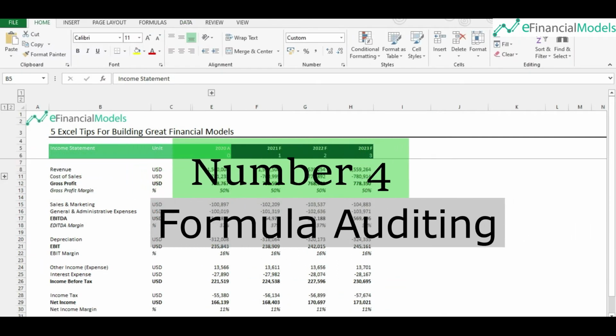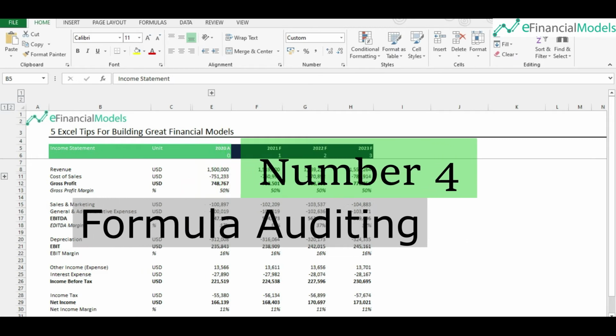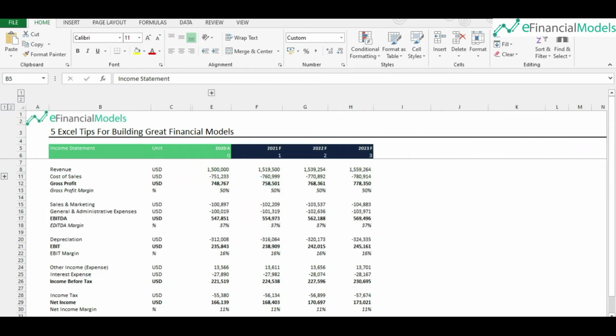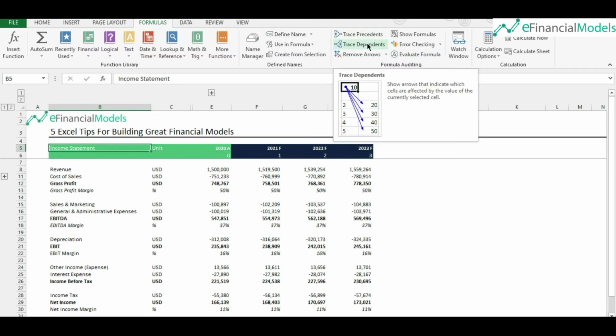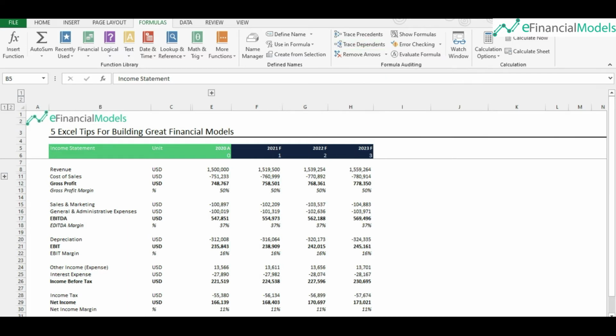Number 4. Formula Auditing Function. This is found under the Formulas tab in the ribbon. This is great for understanding the logic behind the inputs and outputs of the formulas. You can use trace precedents and trace dependents to see which cells feed into or rely on a cell. For example, you can see how the gross margin formula for the forecasted year 2023 was calculated and the cells used in the formula.